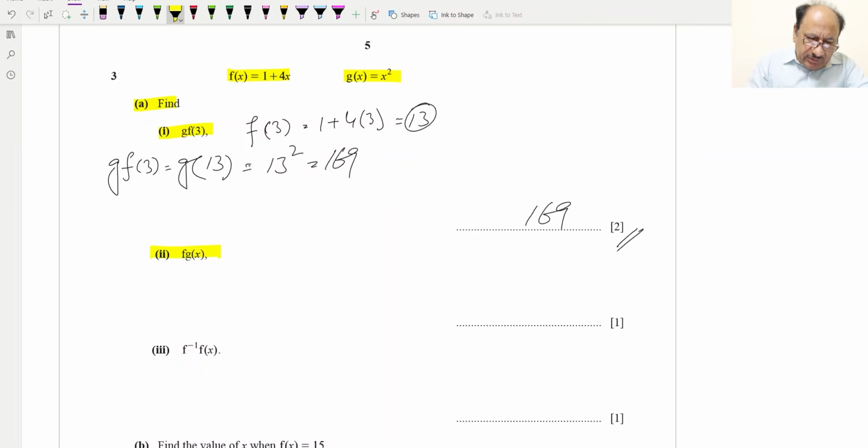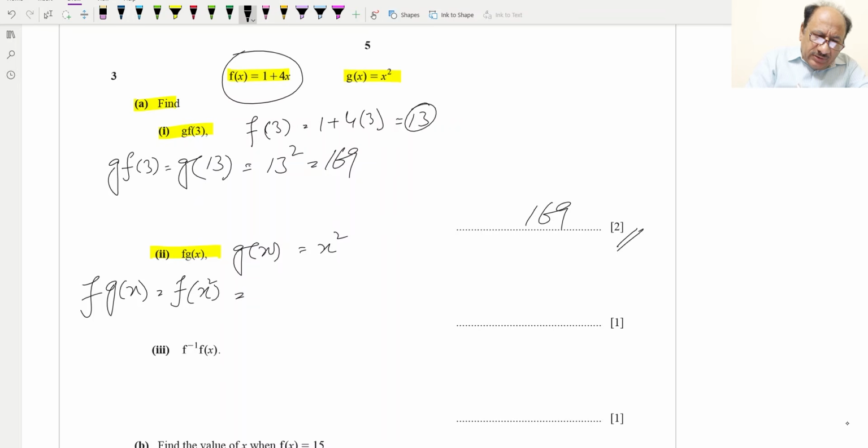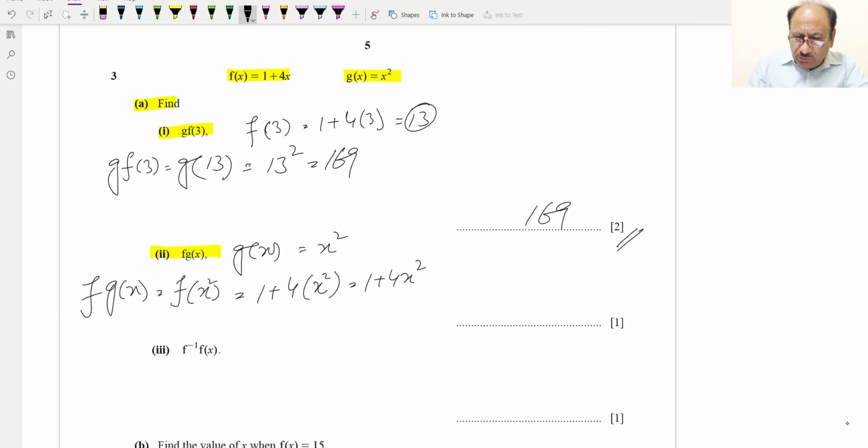Now the second part says f of g of x. First we will have to take g of x, and g of x is equal to x squared. Now f of g of x will be equal to... we will replace x by x squared. So we will get 1 plus 4 into x squared, which is equal to 1 plus 4x squared, which we can write at the given location. This is a 1 mark question which we have done.